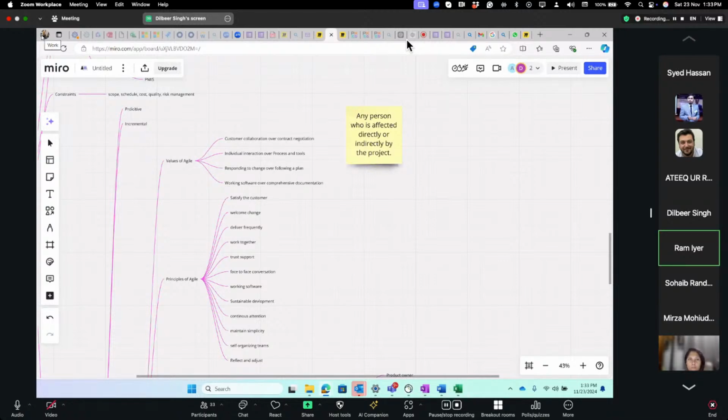Next is the 12 principles of agile. The first one is satisfy the customer, welcome change, deliver frequently, work together, trust and support, face-to-face conversation, working software, sustainable development, continuous attention, maintain simplicity, self-organizing teams, reflect and adjust.